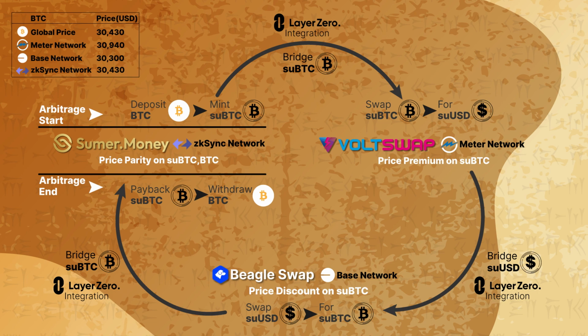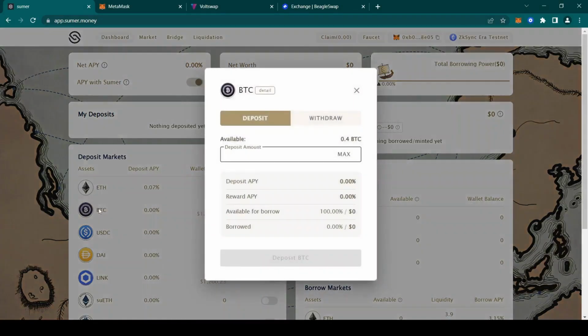We will swap SuBTC for SuUSD on Meter network. We'll then transfer the SuUSD from Meter network to Base Testnet to arbitrage the price discount on the SuBTC on Base network. The last step will be to transfer the SuBTC from Base network to ZK Sync Era Testnet to redeem the deposited WBTC. We are firstly connected to ZK Sync Era Testnet.